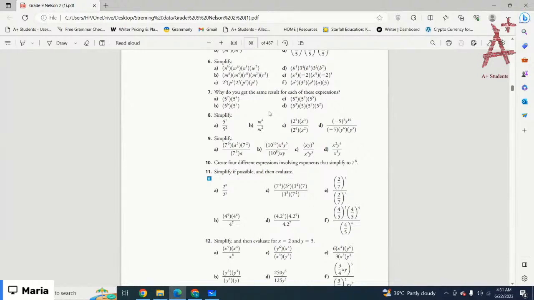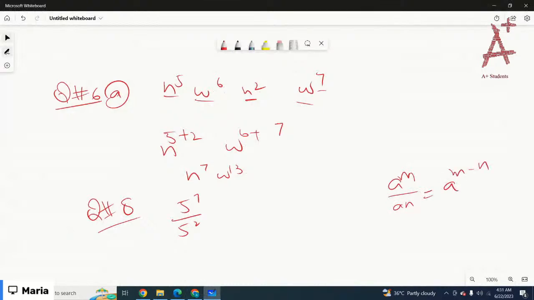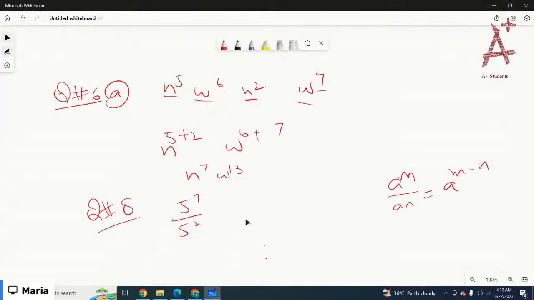Let's look at question number 8. That is 5^7 divided by 5^2. So you have to apply the principle, that's a^m divided by a^n. You have to write it as a^(m−n). Got it? So the same thing you have to do here. They have the same base. You can write it as 5^(7−2). So it would be 5^5. Got it?